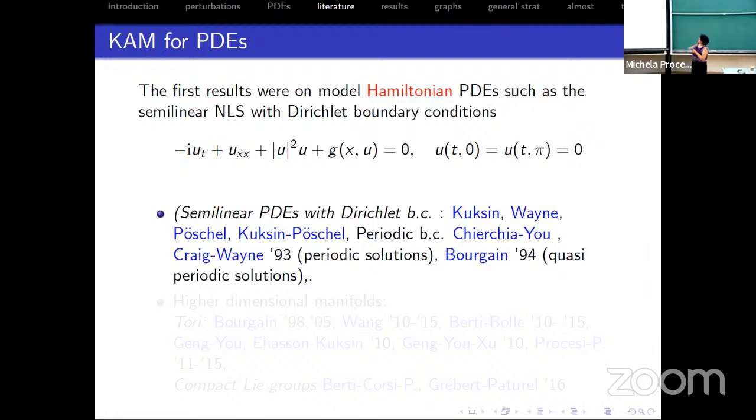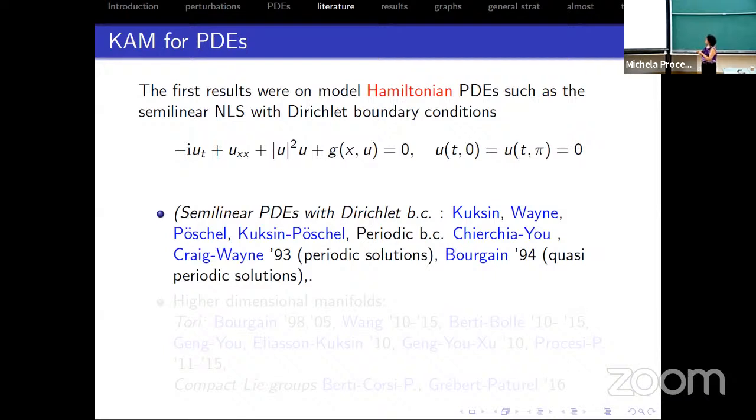So the first results were on simple model PDEs, and instead of working on a one-dimensional torus, so asking x to be periodic, they asked for Dirichlet boundary conditions. And that introduced some simplifications. And so there were various very good people working on this and giving a lot of results.